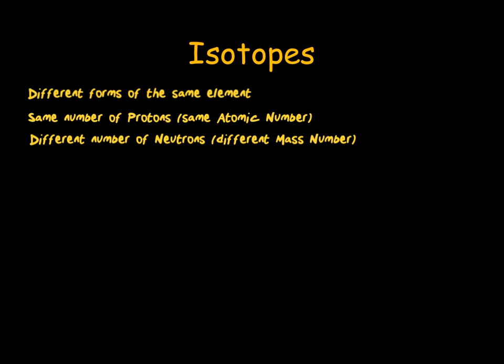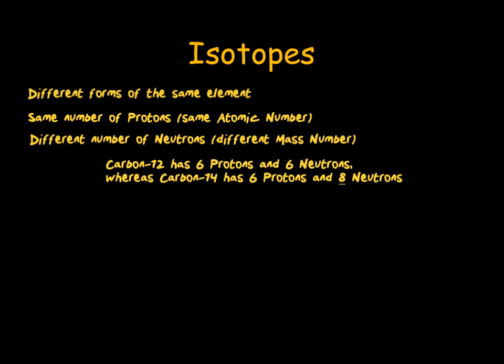For example, with carbon-12 and carbon-14, where carbon-12 has 6 protons and 6 neutrons, whereas carbon-14 has 6 protons and 8 neutrons. Almost all elements have multiple forms and multiple different isotopes. Some of these can be radioactive, as we will look at in physics.